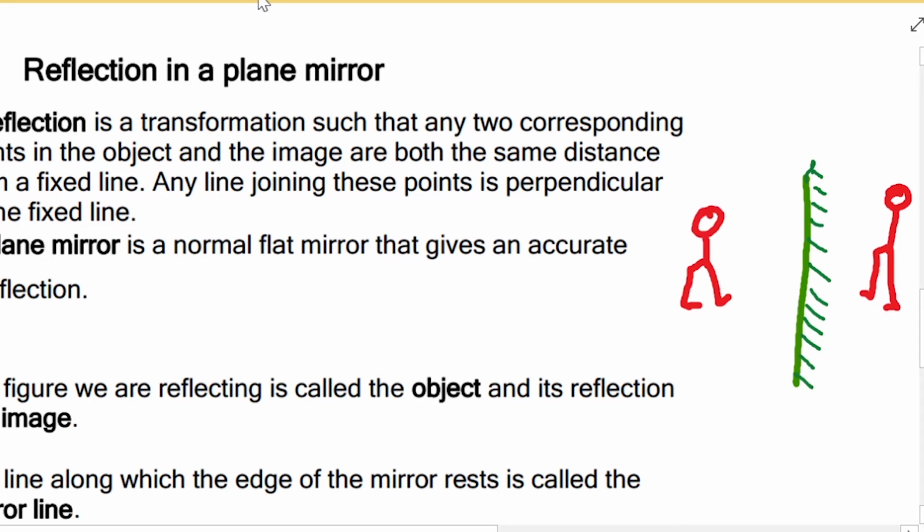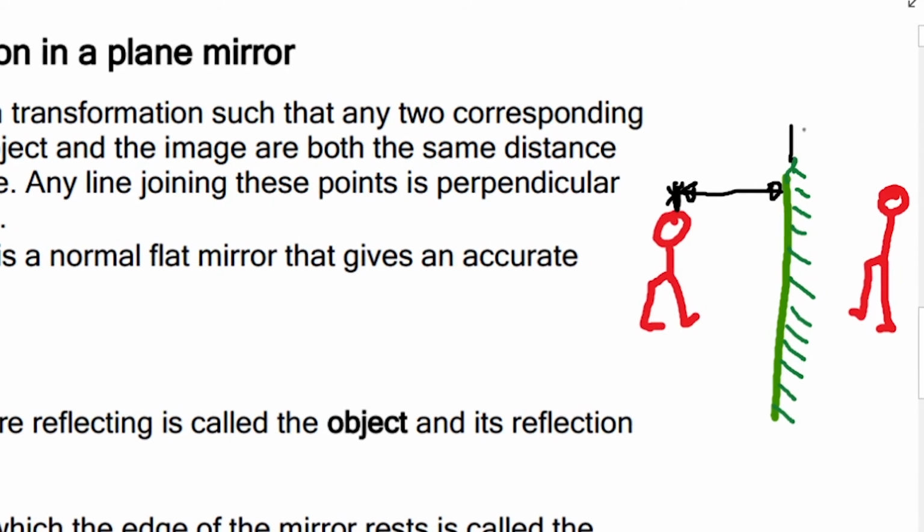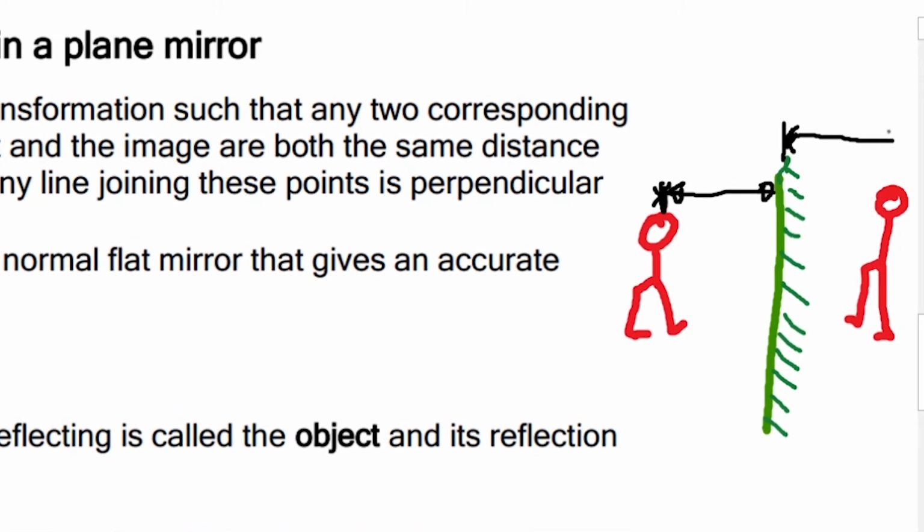Now one thing you should know about reflection is that my distance from where I am to the mirror is the same as the distance from the mirror to where my image is. Those are the laws. So if I'm standing here, this is what we call the object. And what I see in the mirror is what we call the image.